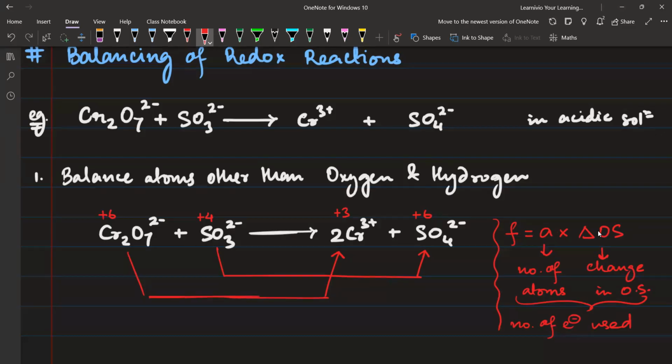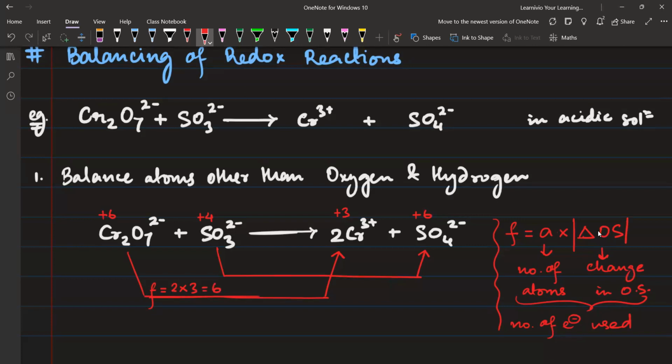For example, if I want to calculate the F for Cr2O7 2 negative, then F will be equal to how many atoms of chromium? There are 2 atoms, right? 2 into what is the change in oxidation state? 6 to 3. The change in oxidation state is 3. You have to always take this oxidation number in mod, you can say. Always it will be positive. कभी भी इसको negative मत लीजिएगा. The F is equal to what?